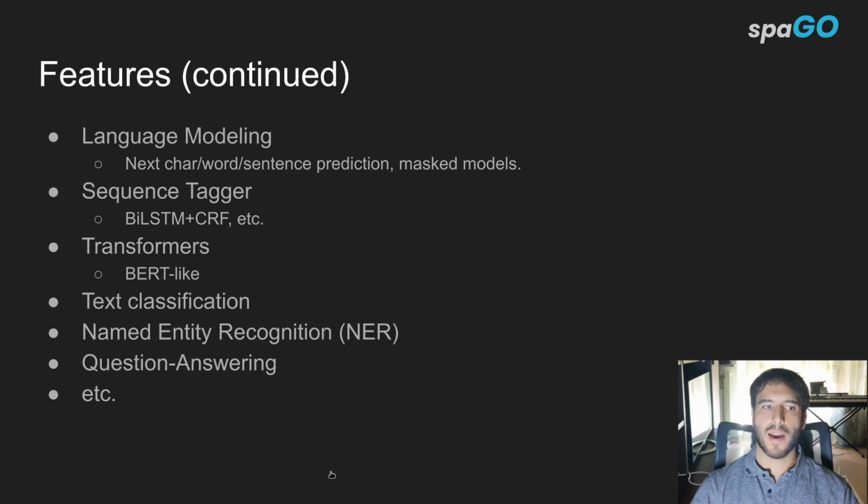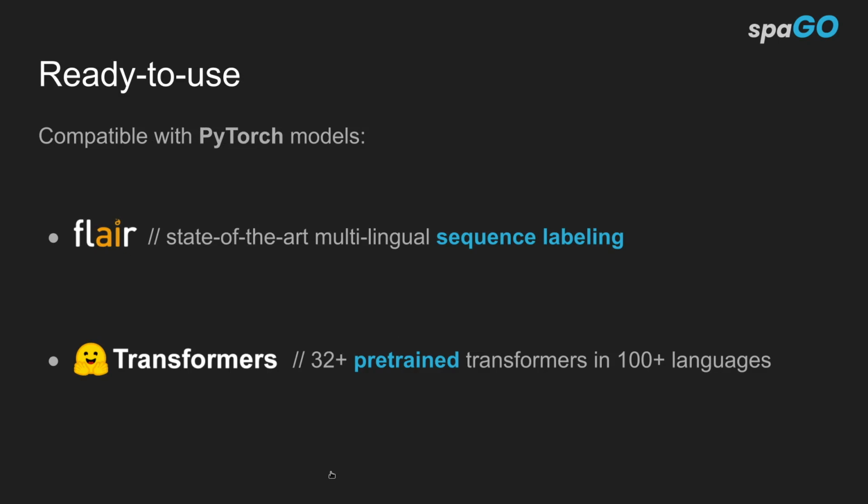And I will soon provide the state-of-the-art implementations for dependency parsing. But the most important feature of spaGO that makes it ready to use is its compatibility with PyTorch models. Not in general, but in particular with Flair. Flair, provided by Zalando Research, is a state-of-the-art multilingual sequence labeler architecture for named entity recognition and POS tagging, or even for text classification. And spaGO is also fully compatible with the Hugging Face transformers.